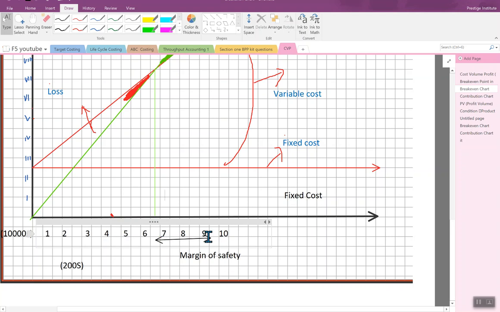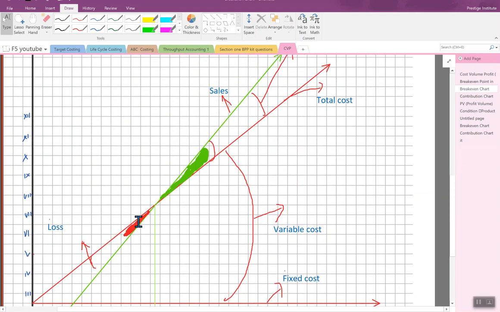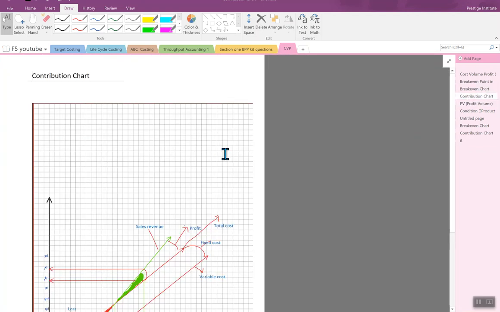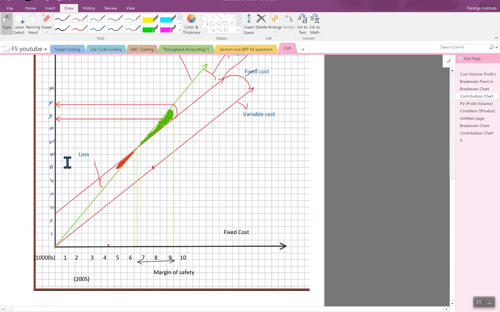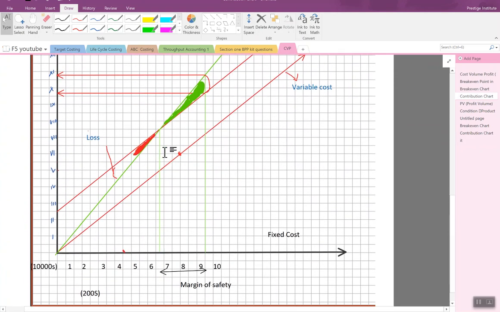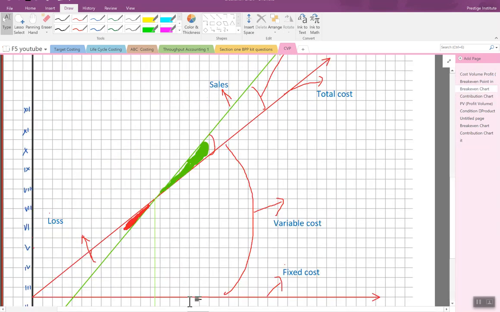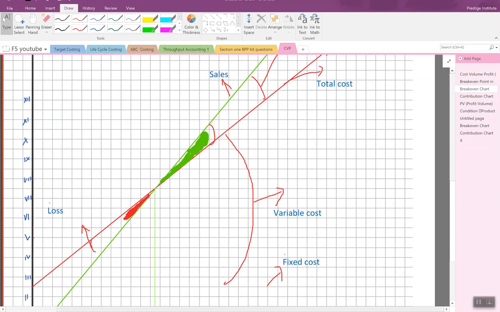So this is our margin of safety. This part here, red, is loss, because when revenue is less than the cost, we are making a loss. And then this one is profit, green, when revenue is more than the cost, we have profit. We have other graphs as well. Contribution graph. Contribution graph or break-even graph are similar. The only difference is the fixed cost. If I remove the fixed cost from here, see, both of them are the same, yeah?